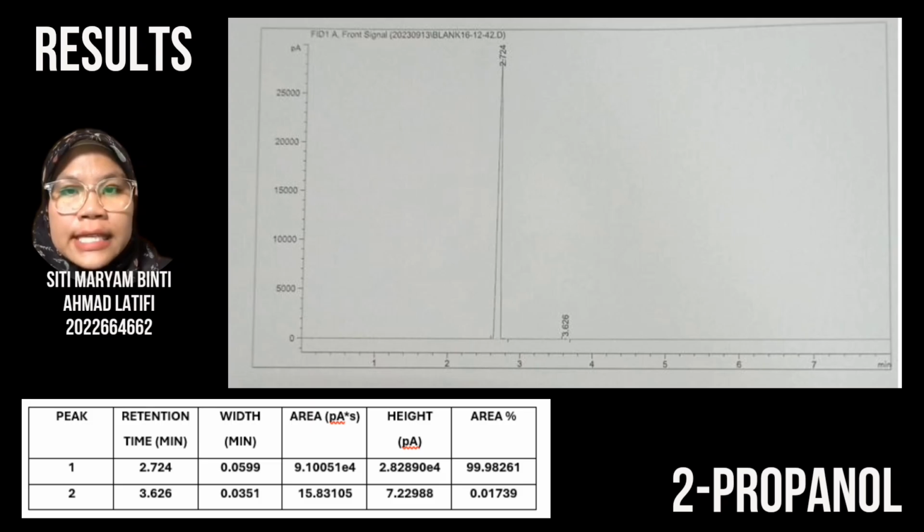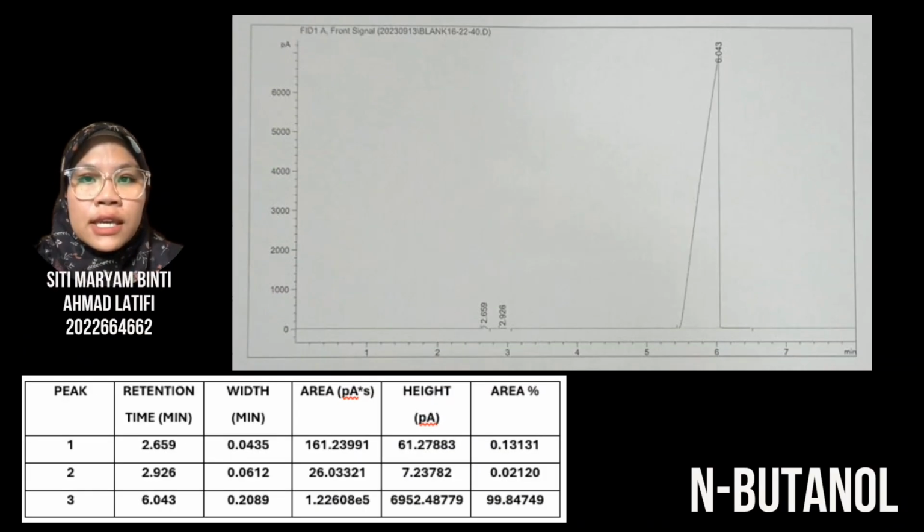For 2-propanol, we can see that the chromatogram shows the peak area is 9.10051 and the retention time is 2.724. Next, move to the second sample, which is N-butanol. This is the chromatogram that shows the peak area is 161.23991 and the retention time is 2.659.